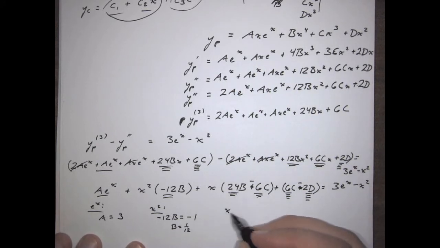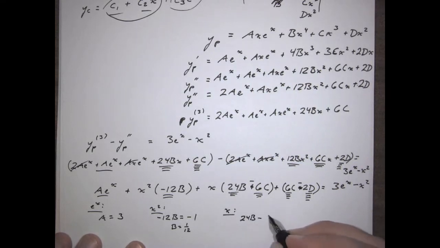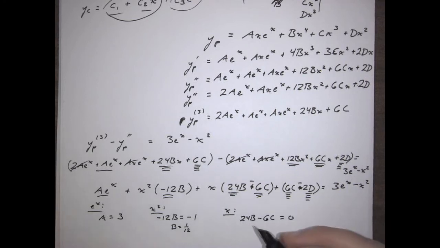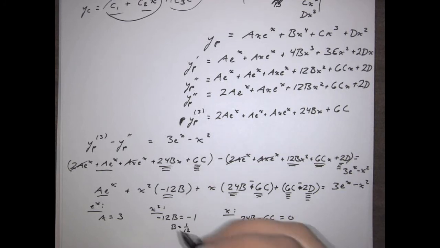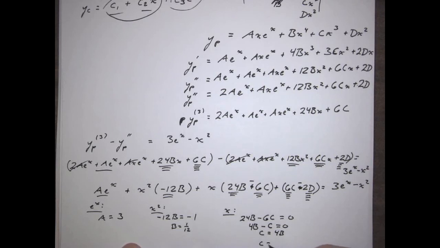From the x terms, we're going to get 24b minus 6c equals 0. Pull out the 6, and that's going to give 4b minus c equals 0. So c equals 4b will probably be useful. Indeed, because that gives us over here that c equals 4/12, or in other words, 1/3.